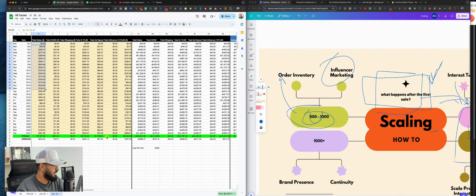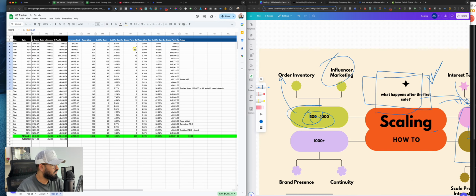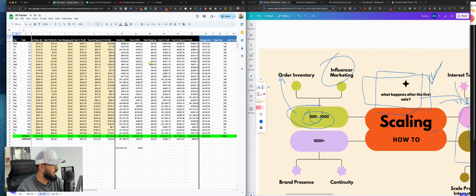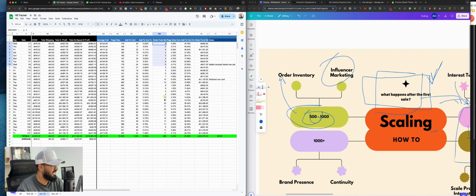And I will show you. Here it is. This is what getting to 500 sales looks like. This is 239 sales, right? This is 299 sales, right?